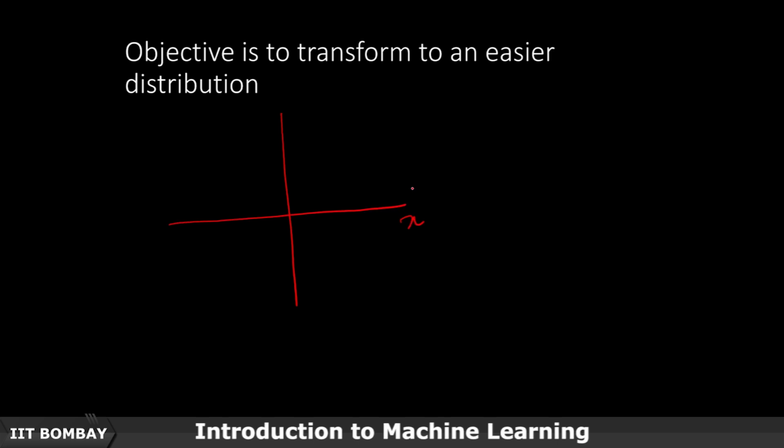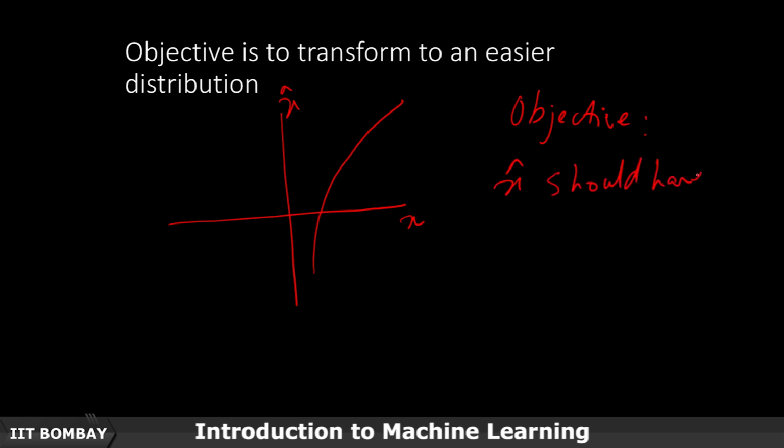So let us say we have x here and x hat here, and we are using the log transformation. So this is your log transformation. What we are thinking is that our objective is that x hat should have an easier distribution, easier in the analytical sense.